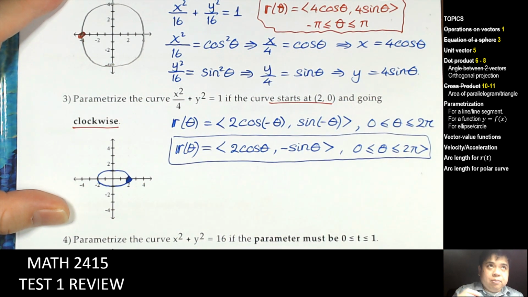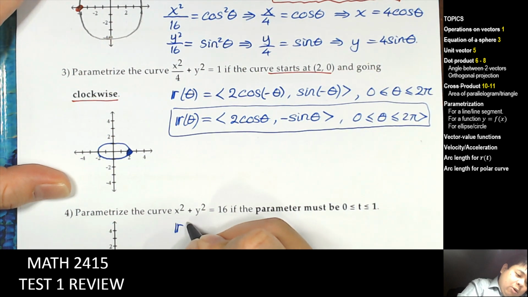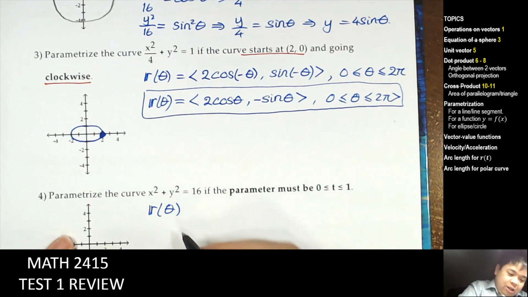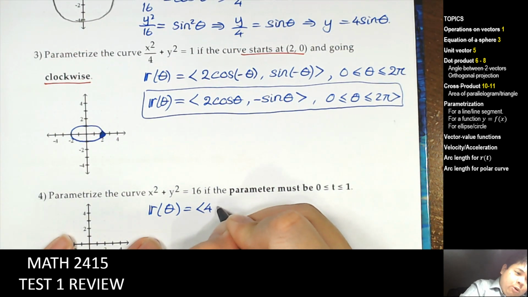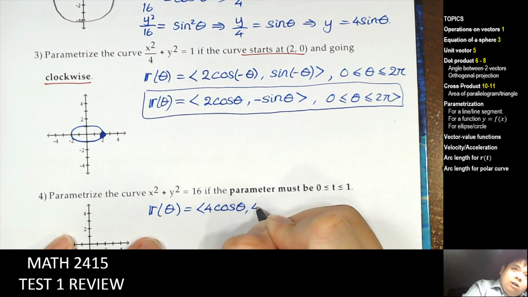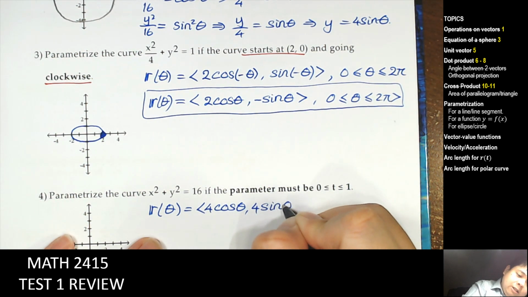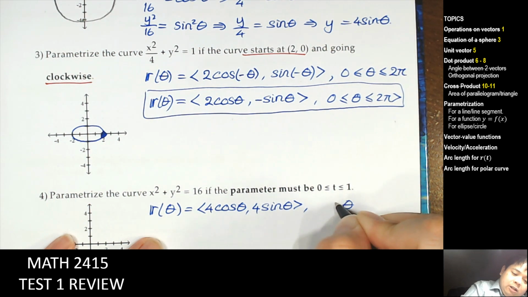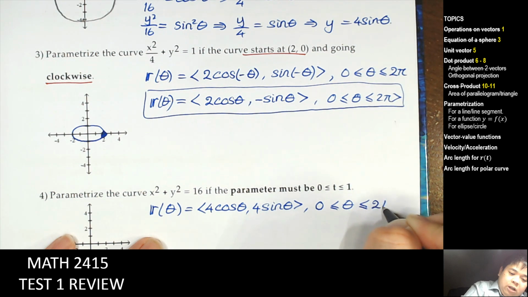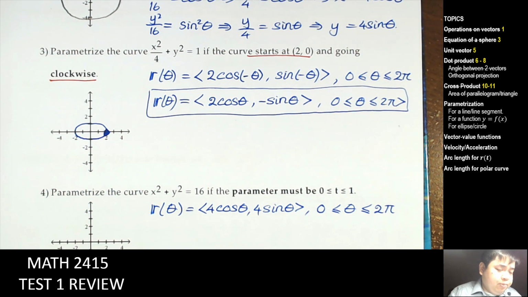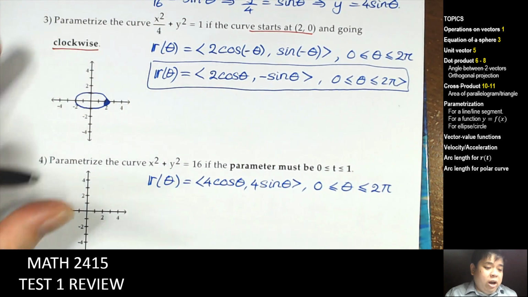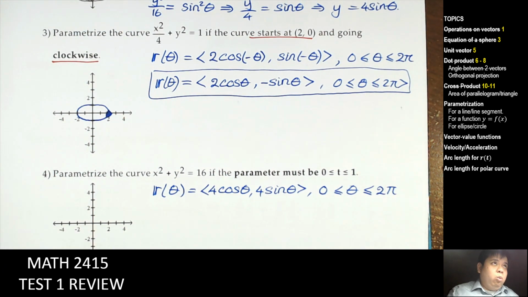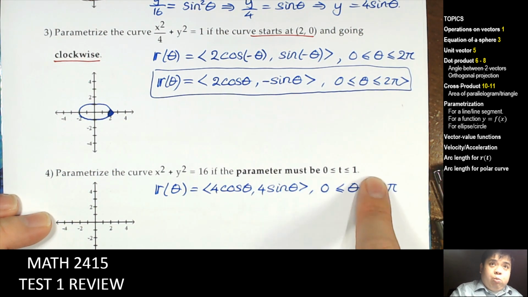So we're going to write that curve is going to be equal to, exactly like we have before, 4 cosine theta, 4 sine theta, and theta is between 0 and 2 pi. This is what we have earlier. This one did not say where the curve starts and what direction it's going, so it should be easy. But it is between 0 and 1.